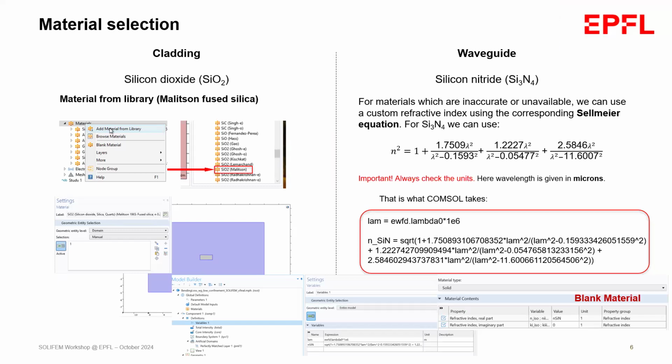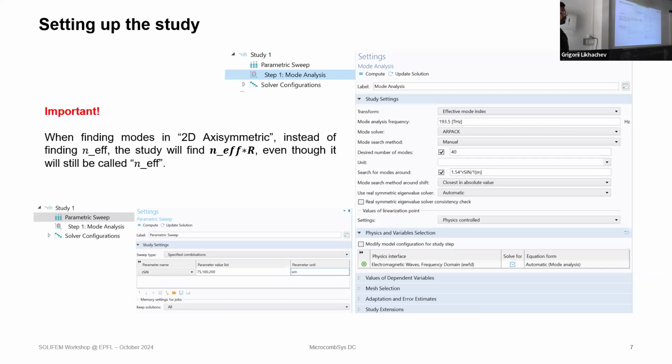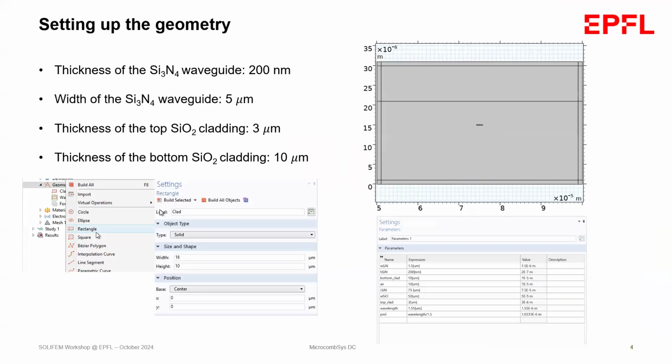Okay, moving on now, pretty simple. We are setting up the study. What do we want to do? First of all, in the previous part I forgot to mention the radius of the silicon nitride. I have set the radius of the silicon nitride bend to 75 micron.